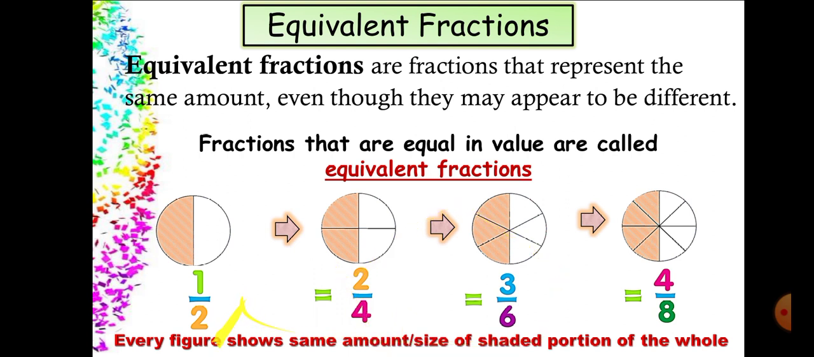Then 3/6. 2 multiplied by 3 equals 6, and 1 multiplied by 3 equals 3. Then 3/6, this is also equivalent. Then 4/8. 2 multiplied by 4 equals 8, and 1 multiplied by 4 equals 4. So 4/8. That means all these fractions are equivalent fractions.